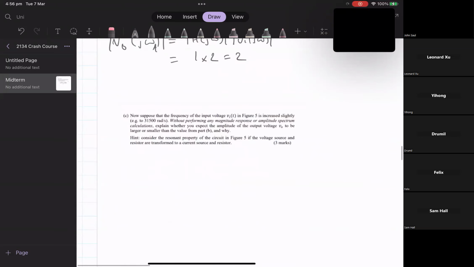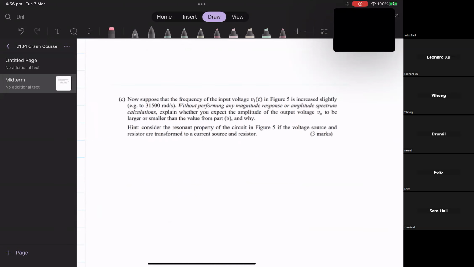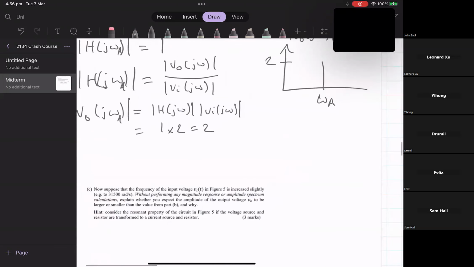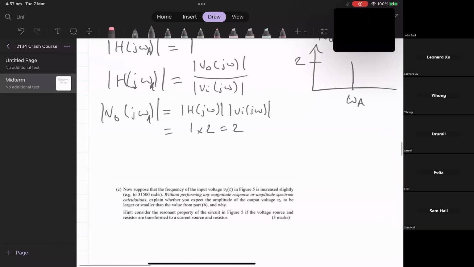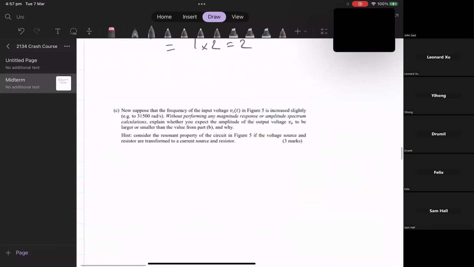Great, I'll move on to C. It's asking us about what happens when we use the same magnitude response, but increase the frequency slightly to 31,500 radians per second. It wants us to do this analysis without performing any magnitude response calculations like we did in the previous one. So we need to figure out a conceptual or qualitative way of understanding what will happen to our magnitude response if we increase the frequency.